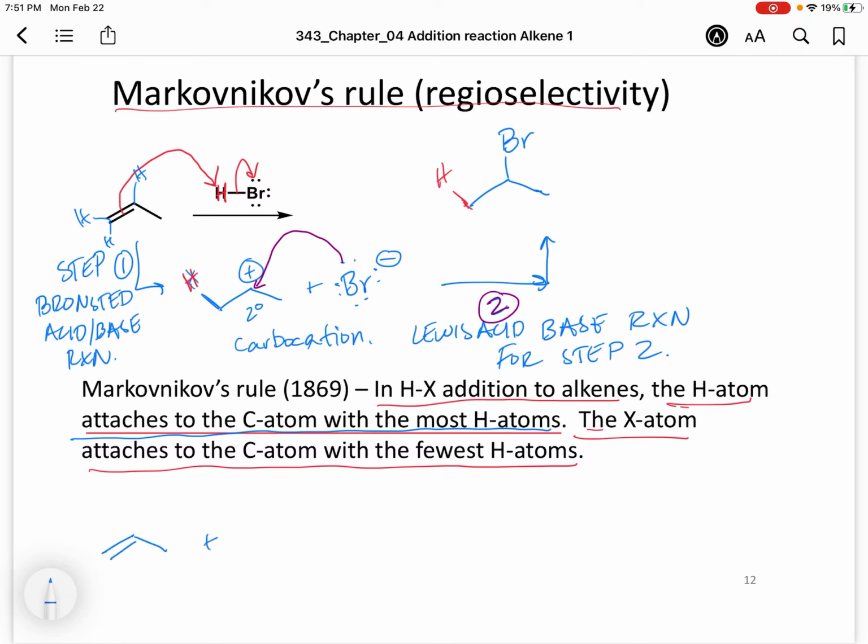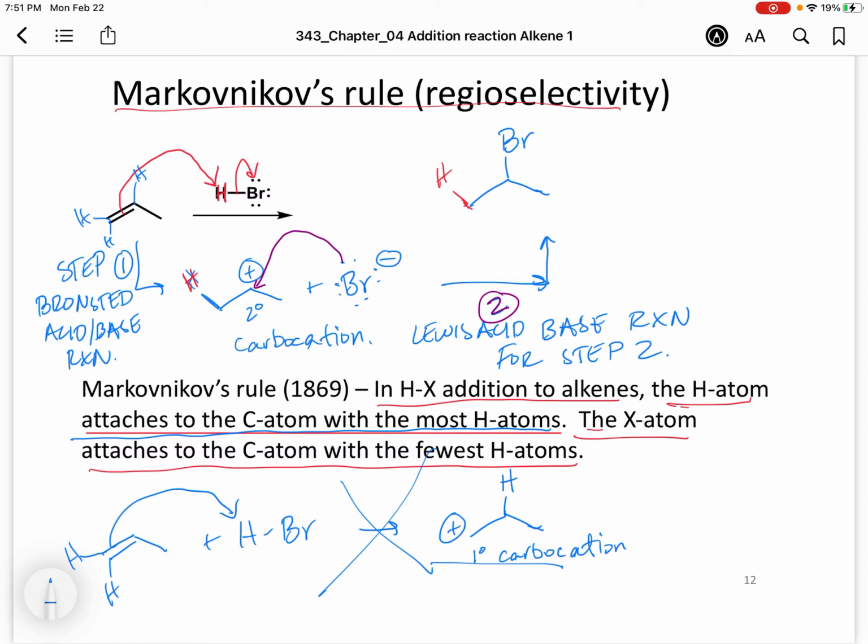You could imagine that HBr could form a carbocation with this alkene this way, right? But again, our hydrogen needs to add to the carbon with the most hydrogens. So this does not happen. We don't make a primary carbocation. I'm going to put a big unhappy face. These don't form. Well, why don't they form?